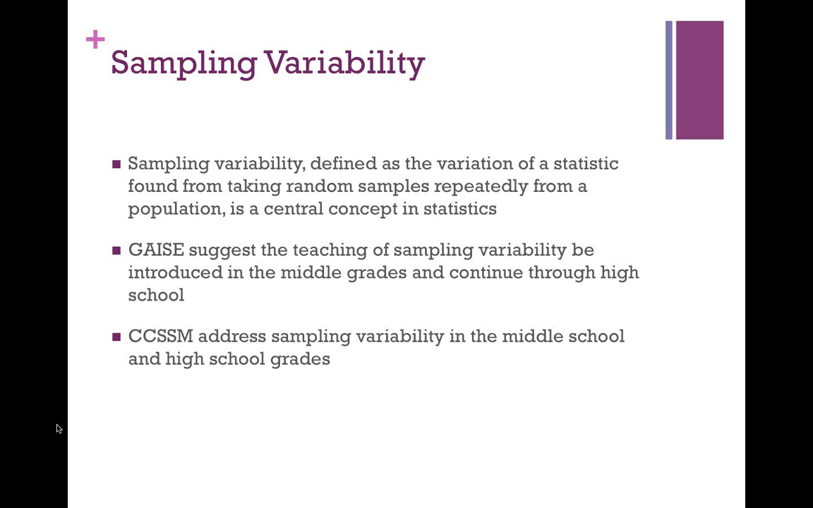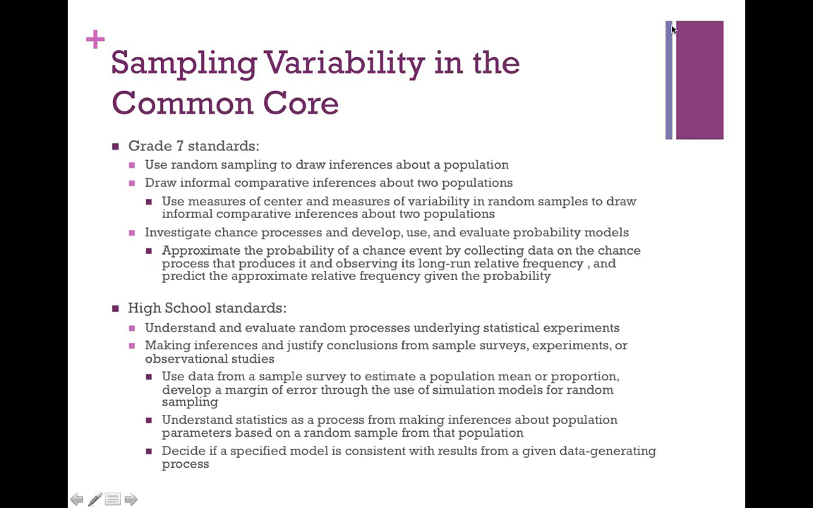So what does the Common Core look like in terms of sampling variability? In grade 7, there are 3 standards that really hit sampling variability. They are: use random sampling to draw inferences about a population; draw informal comparative inferences about 2 populations, and within that there's a sub-bullet that says use measures of center and measures of variability in random samples to draw informal comparative inferences about 2 populations.